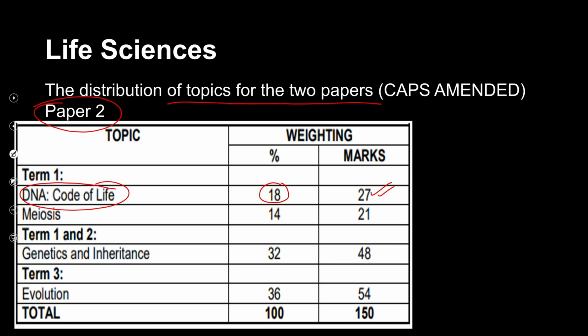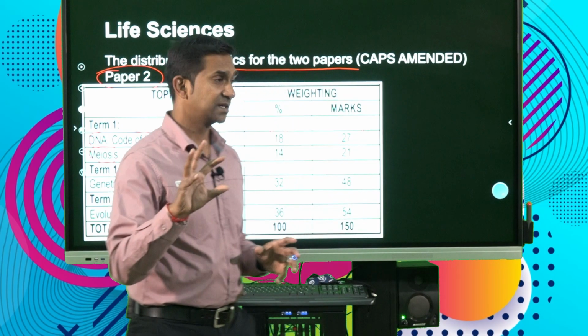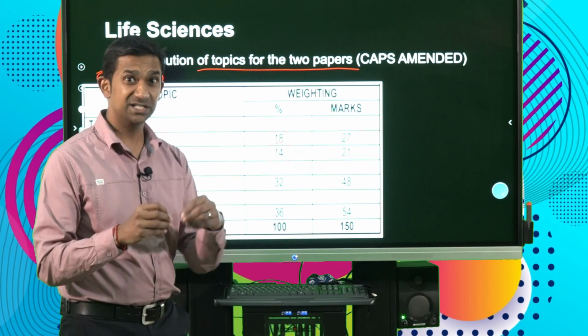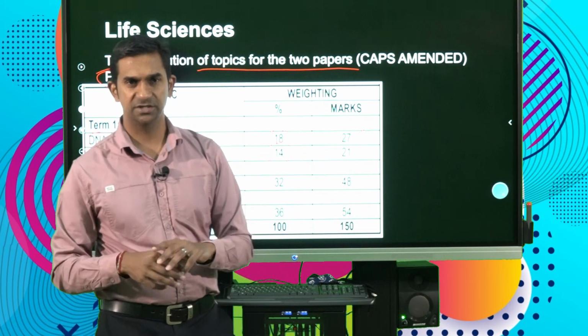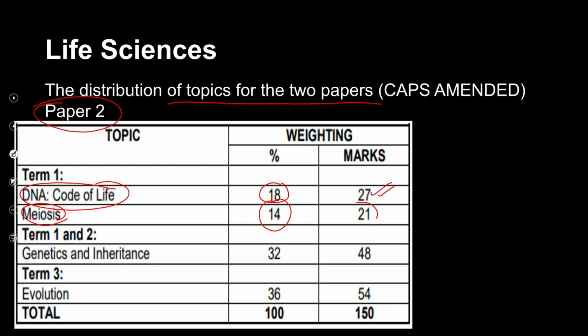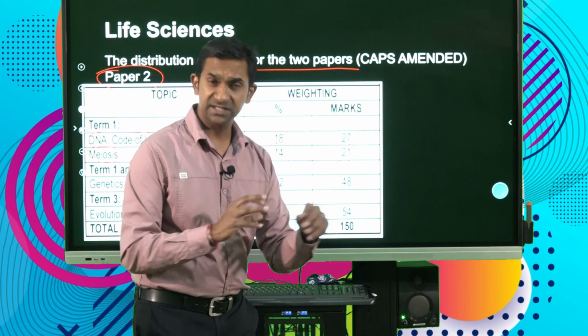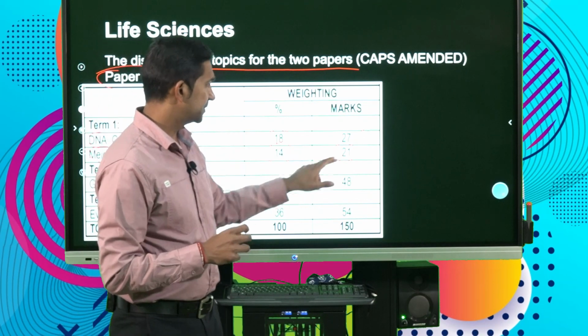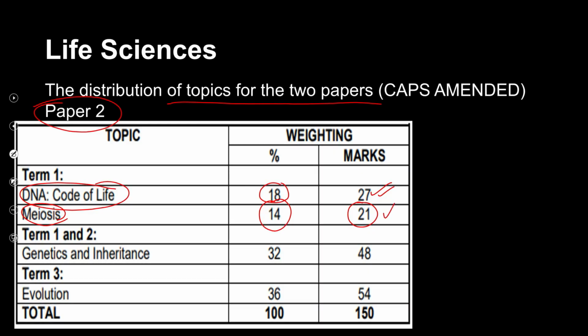The next bit is meiosis, and what we would see now is that meiosis is exclusively in paper 2, and the content is being tested for about 14%, so much more than previously where it was distributed into 2 papers, and that makes up a good 21 marks. So it's good to focus on meiosis and understand the process, the stages, the reasons for variation, as well as the significance of what happens when meiosis goes wrong in terms of abnormalities.